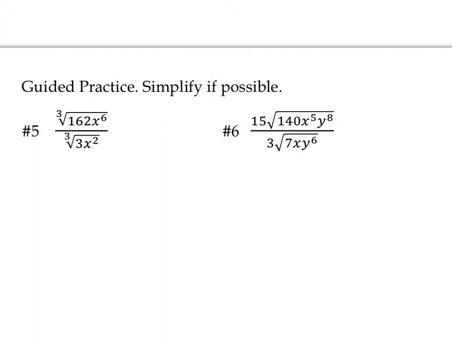All right, this first one is cube roots. Okay, since they're both the same index, they're both cube roots, I can work on dividing this. And so now I can divide 162 by 3. 162 divided by 3 is 54.